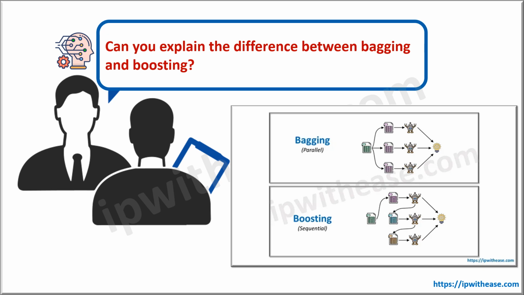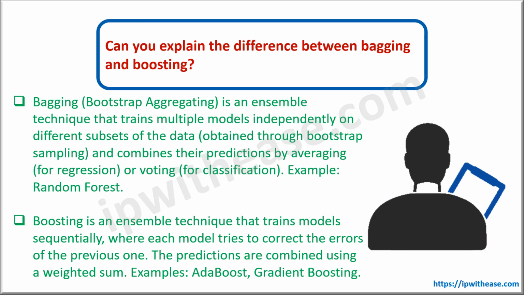Can you explain the difference between bagging and boosting? Bagging, also known as bootstrap aggregating, is an ensemble technique that trains multiple models independently on different subsets of the data and combines their predictions by averaging or voting. The example being random forest.